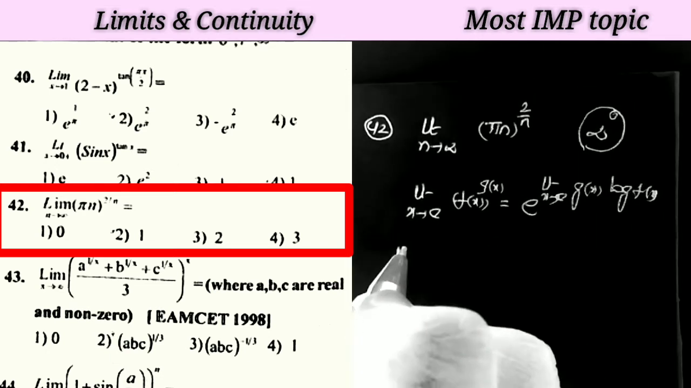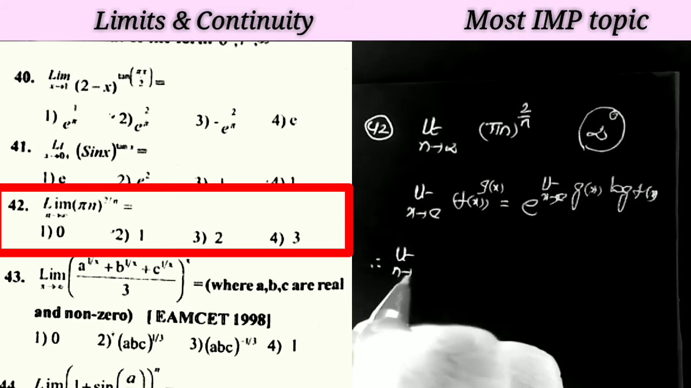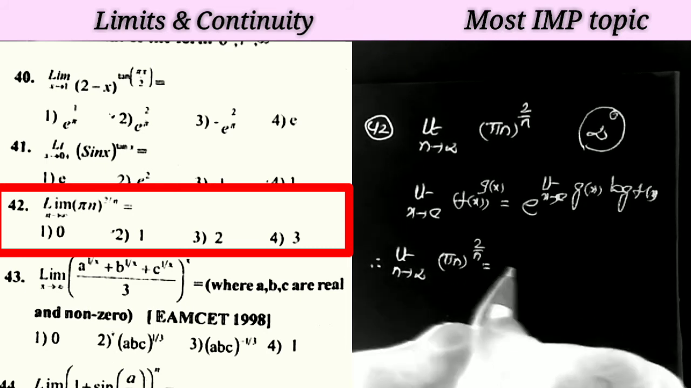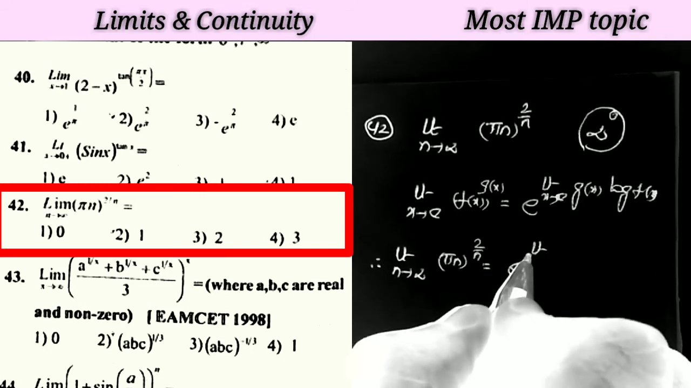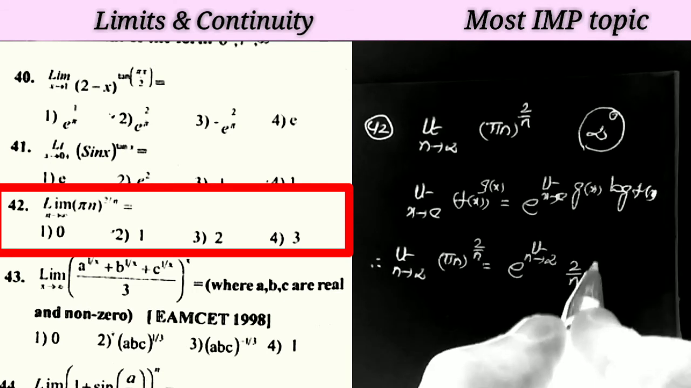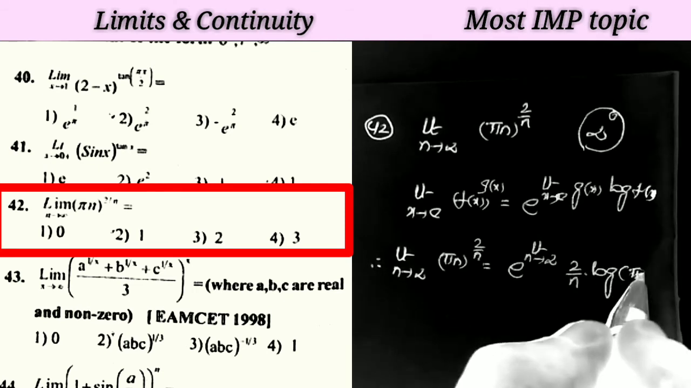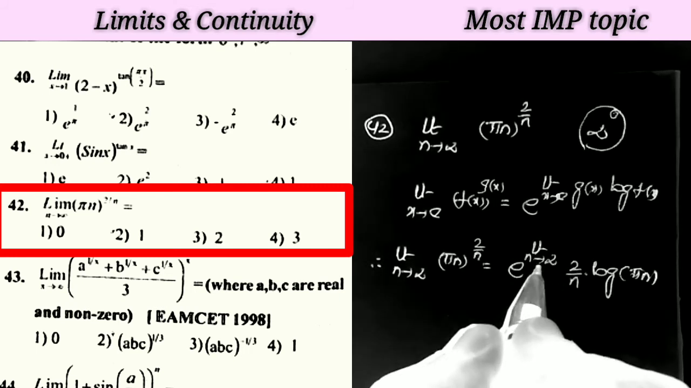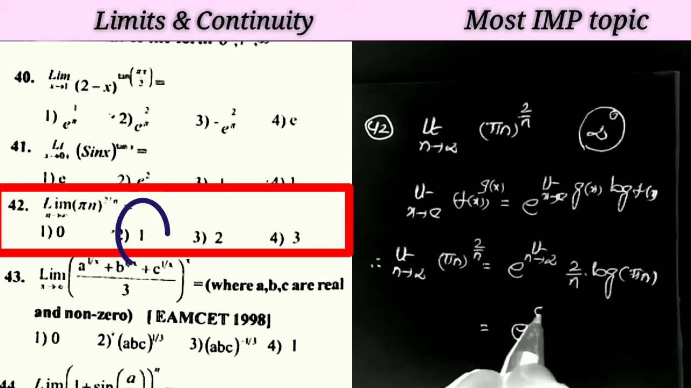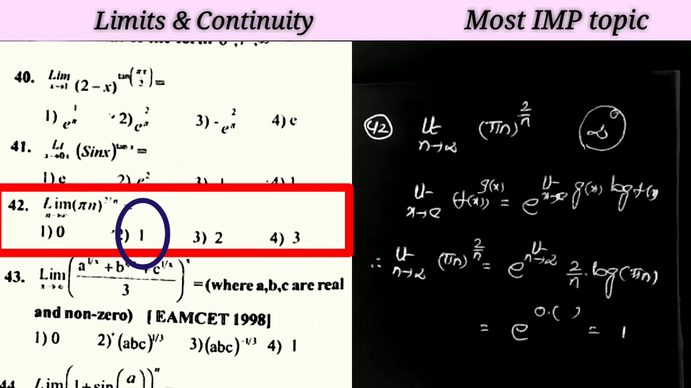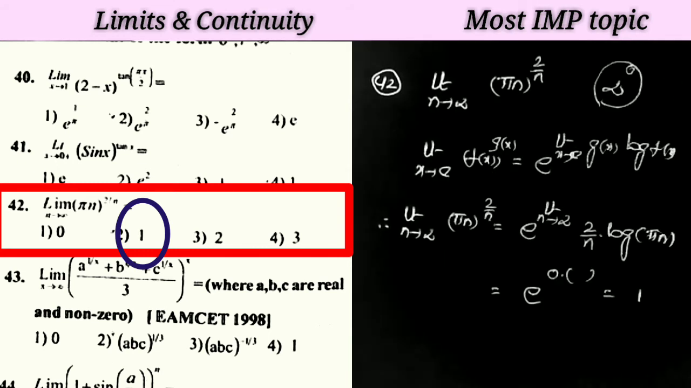Now applying the formula here, therefore limit n tends to infinity pi n power 2 by n is equal to e power limit n tends to infinity g of x. What is the g of x value? 2 by n into log of pi n. Now replacing n with infinity, 2 by infinity is equal to 0, 0 into anything is equal to 0, so the answer is equal to 1. Directly we can get the answer by applying the formula.